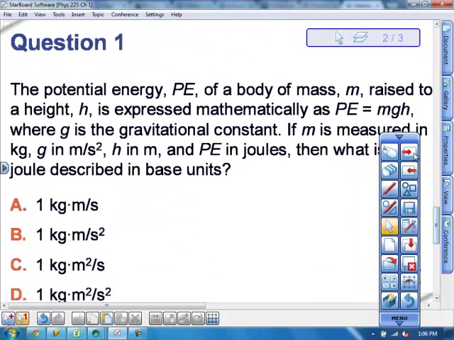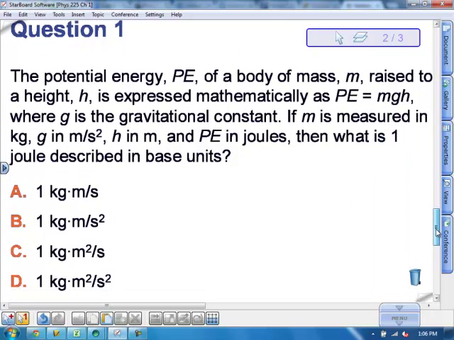Okay, let's just try a couple example problems with sig digits in SI units. So let's say the potential energy of a body of mass m is raised to a height h, and it's expressed mathematically as potential energy equals mass times gravity times height, where g is the gravitational constant, m is measured in kilograms for mass, and g is measured in meters per second squared, which is the acceleration due to gravity. All right, so height is in meters, potential energy is in joules. Then what is the joule described in base units? So basically, what is a joule?